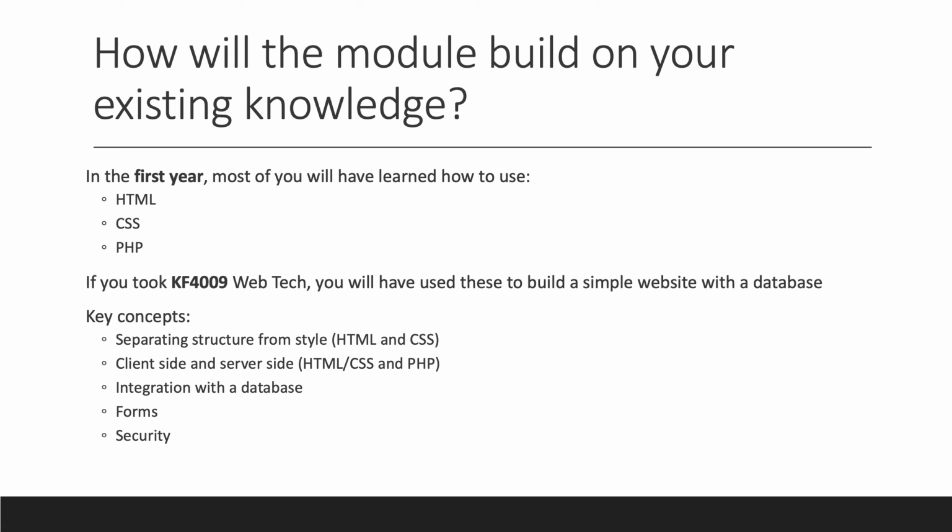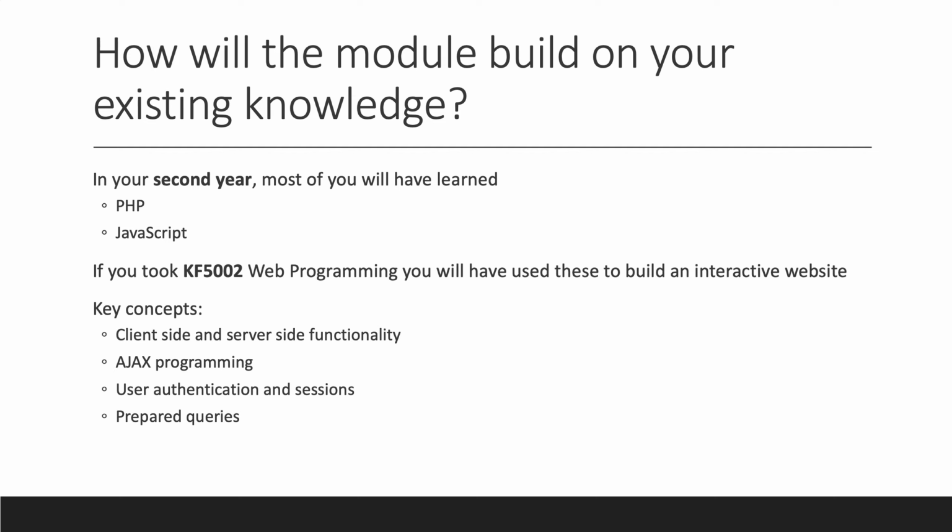This module builds upon work that you would have done in previous years. I know not everyone has been at Northumbria for the level 4 and level 5 modules, or perhaps you came through a slightly different route. But for most of you, you would have taken a module called KF4009 Web Tech, on which you learned HTML, CSS, and PHP. And then many of you would have gone on to do a module called KF5002 Web Programming, in which you built upon that previous work using more PHP, some more advanced PHP that time, and using JavaScript as well.